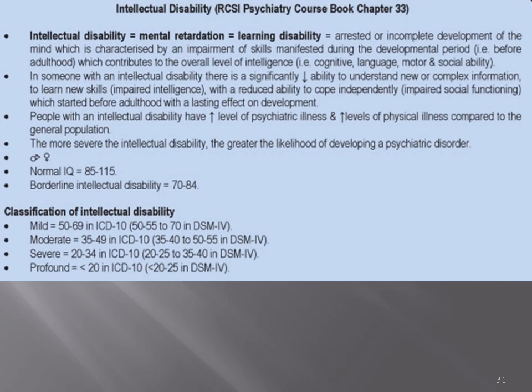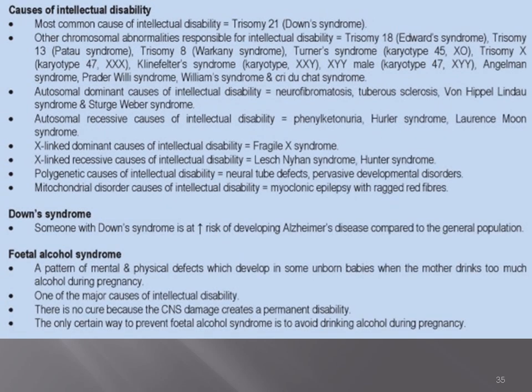The mild learning disability is when the IQ is between 50 and 69. Moderate, it is 35 to 49. Severe, it is 20 to 34. And profound, it is less than 20 of the IQ. And there are various causes of intellectual disabilities. And sometimes we don't know about any cause of the intellectual disability.